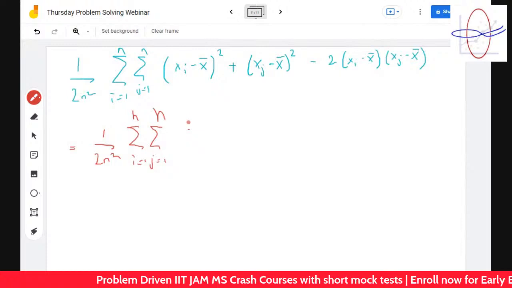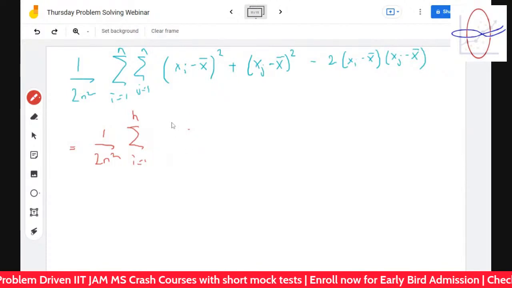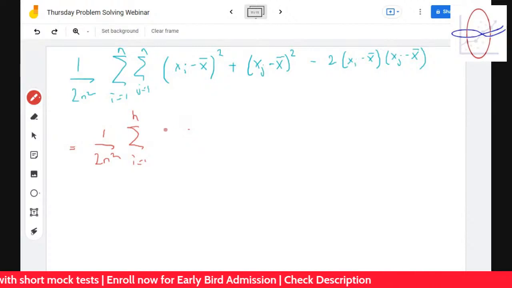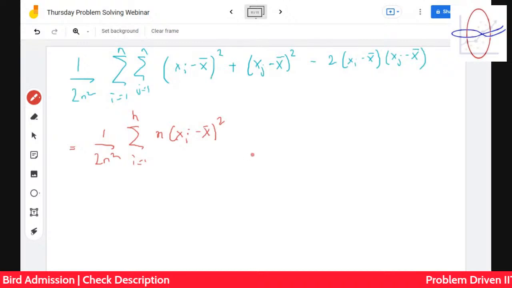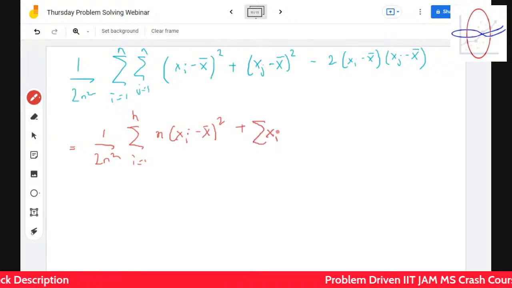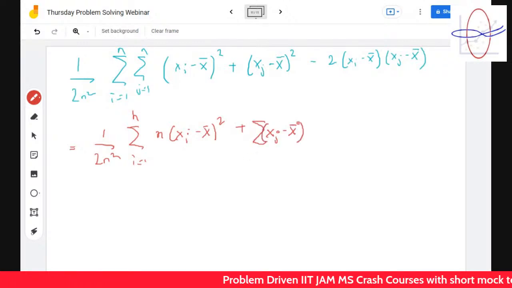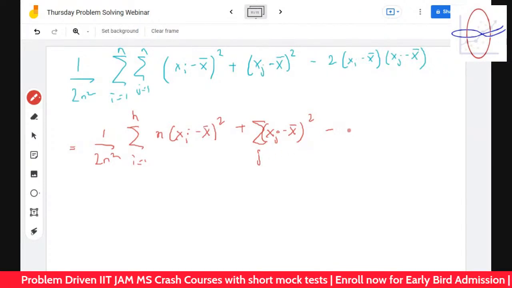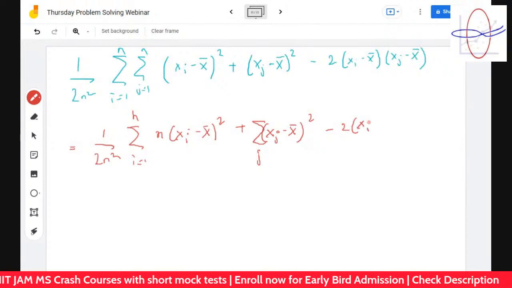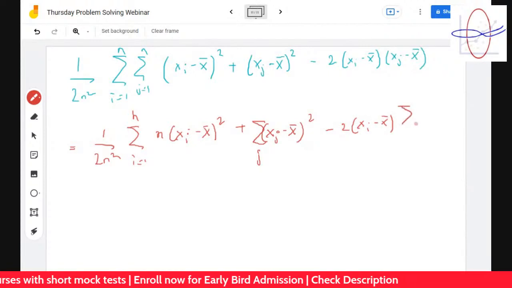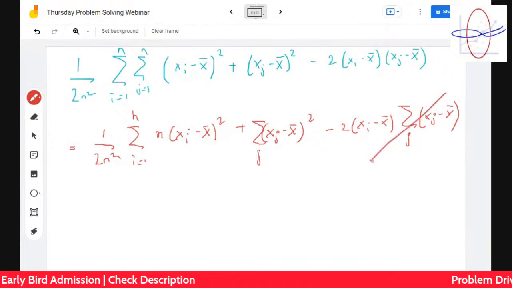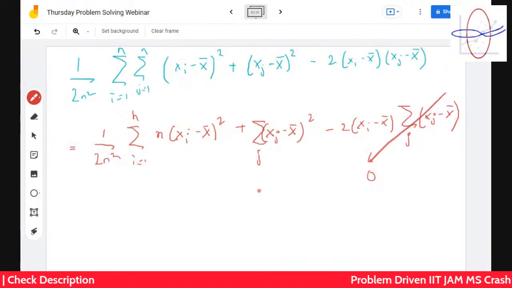So let's sum it up with respect to j first. If you sum it up, you have summation over xi, so it's n times (xi minus x bar) whole square, because it is not dependent upon j. Here it's summation over (xj minus x bar) whole square. And here it's minus. This is where you need the idea: it's summation over j of the deviation from the sample mean, which is always 0. So this is the biggest idea over here. It's always 0.